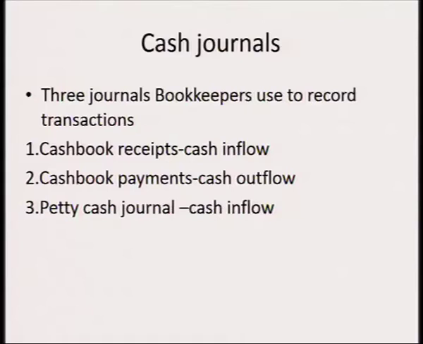And we have got the cash journals, which are books of first entry for recording cash transactions. We have got the 3 journals bookkeepers use to record cash transactions: the cashbook receipt, in which we record the cash inflow; the cashbook payment, in which we record the cash outflow from the business; and the petty cash journal, in which we record small cash outflow payments.